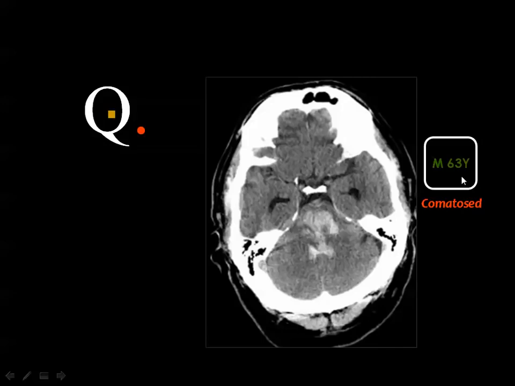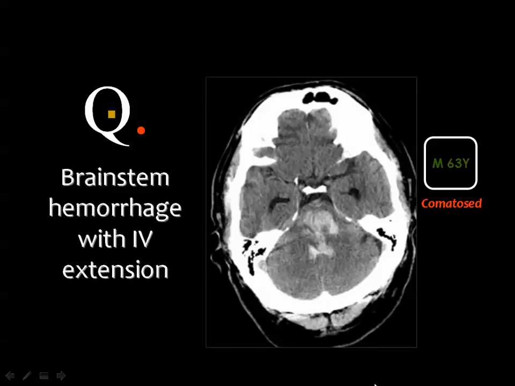63 years old male comatose. Axial non-contrast CT brain scan showing, yes, hyperdense hematoma in the brainstem extending into the fourth ventricle, and this is brainstem hemorrhage with intraventricular extension.